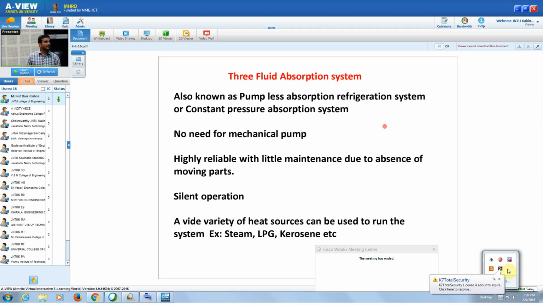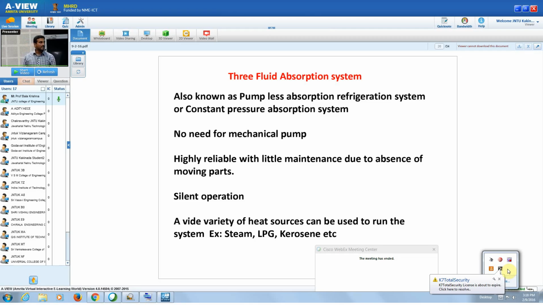And it is highly reliable with little maintenance due to the absence of moving parts, because we have not used any moving parts or any pump. Therefore, this is a highly reliable system, and maintenance is eliminated to a maximum extent. The next one is silent operation, because there are no moving parts. The operation is very silent, and this is one of the major advantages of this three fluid system.